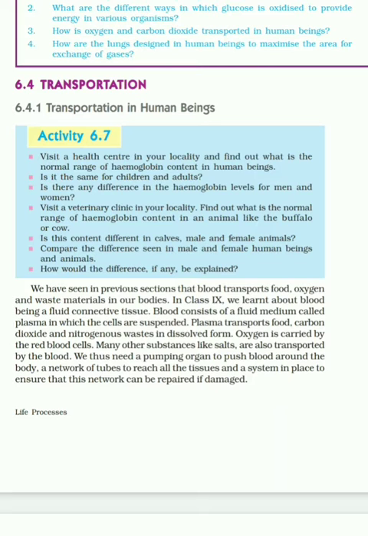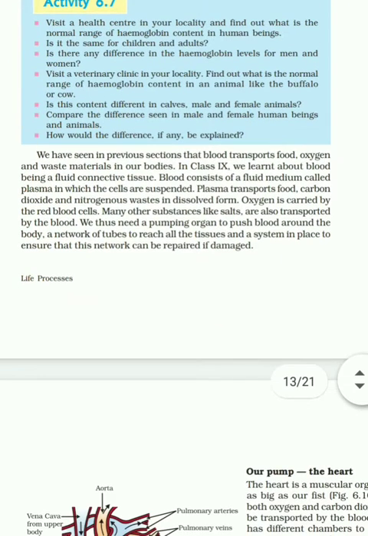So in our body transportation matters a lot, and it would be very harmful if this network were damaged. In our next video we are going to discuss how this transportation process takes place in our body.